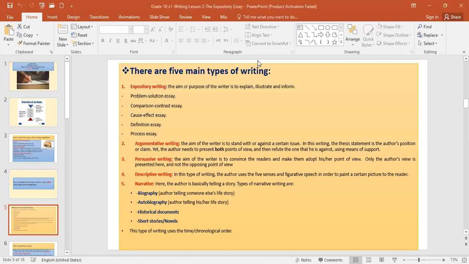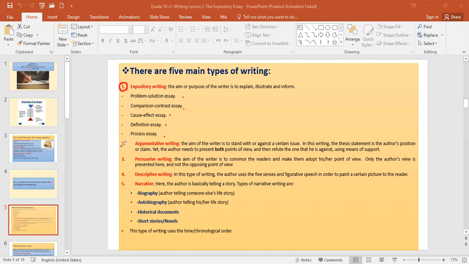There are 5 main types of writing. Expository writing. The aim or purpose of the writer is to explain, illustrate, and inform. Problem solution essay, comparison contrast essay, cause and effect essay, definition essay, and process essay. And there's also the one Fatima talked about, the case study, in which I choose a specific case and talk about the different aspects of it. Now, this is our first major type of writing.